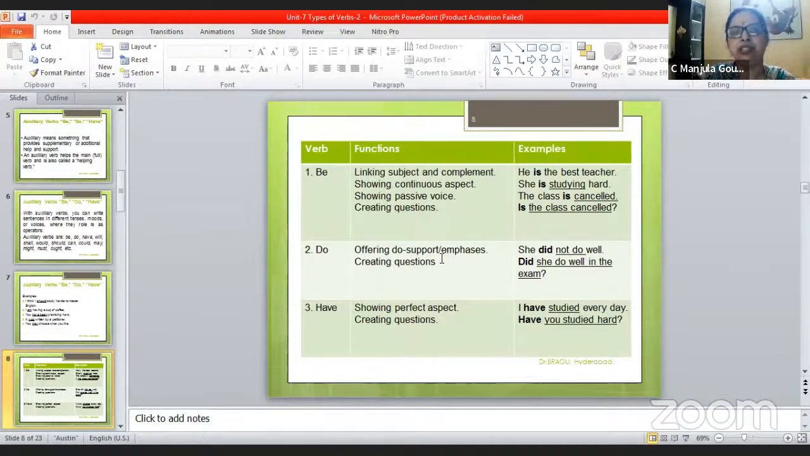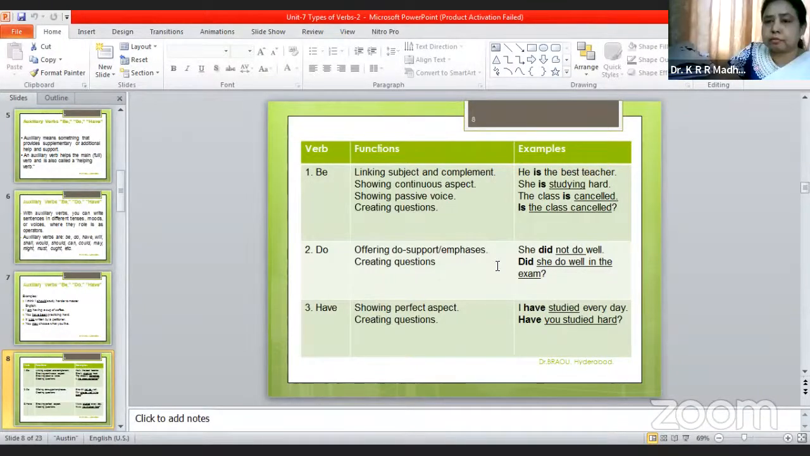Offering do support, emphasis. So do support I will tell in detail again when we are going through the reader. The word do also gives a lot of support to form the negative sentence. For example, let us look at this example here. She did not do well. So what is do doing here? It is supporting not. It is also complementing the word did. So the performance of the person is mentioned over here. So it is very clear here.